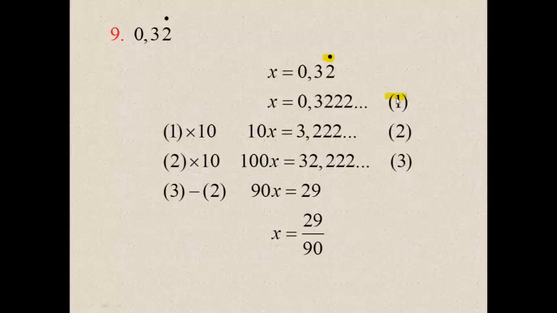Mark with me. A mark for equation 1. A mark for equation 2. Give yourself a mark for equation 3. Give yourself a mark if you went and said equation 3 minus equation 2. Come guys, give yourself another mark if you said 90x is equal to 29. And last, if you got the answer 29 over 90, give yourself a pat on the back. You are ready for this exams. Okay, jump in the gun a bit, but you are ready for this section.